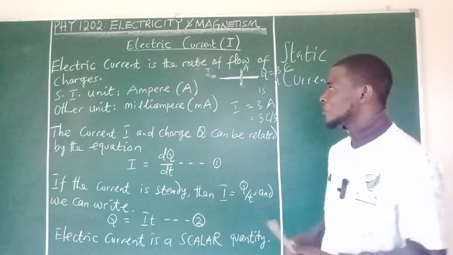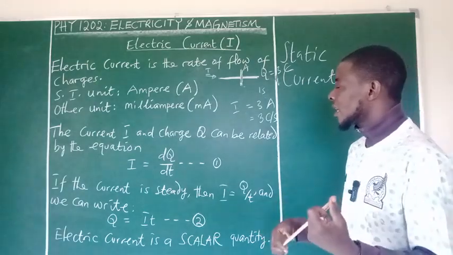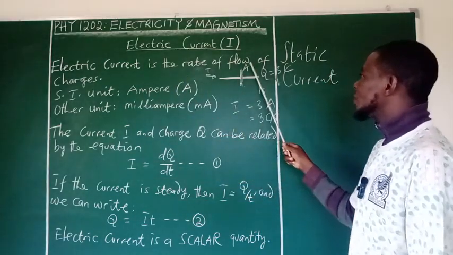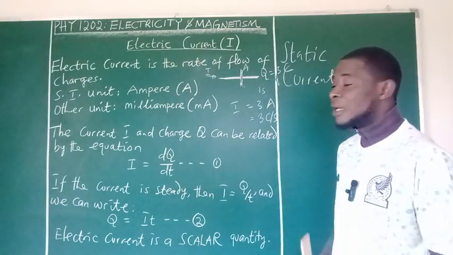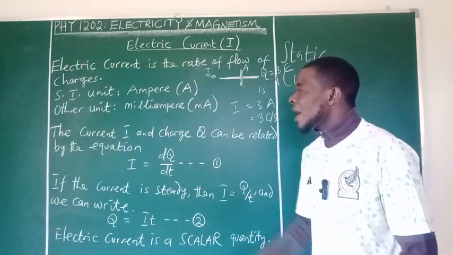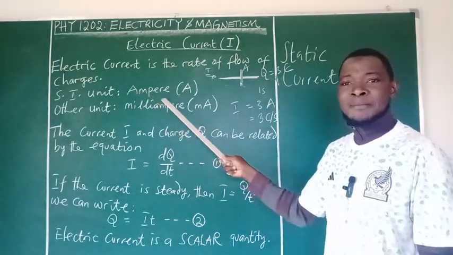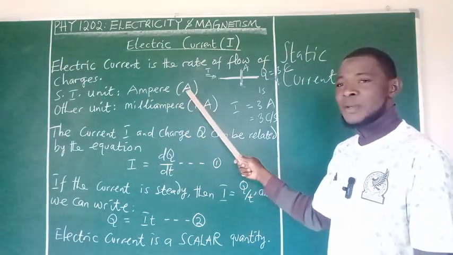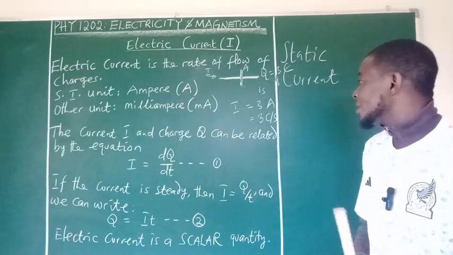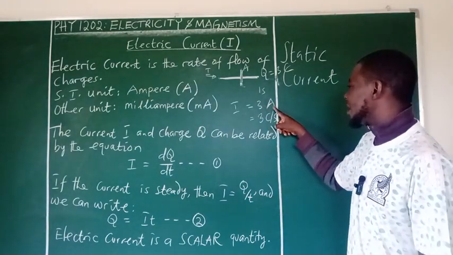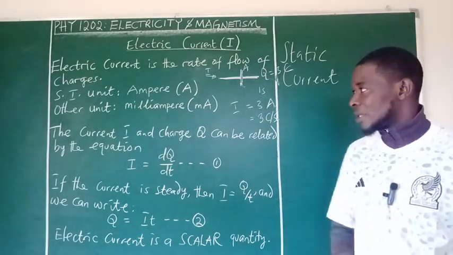The next question, after understanding the meaning of electric current as the rate of flow of charges, is what is the SI unit? How do we express the unit? The SI unit of electric current is the ampere, and the symbol for the ampere is capital A. A in the upper case, not in the lower case. As you can see, 3A here means 3 amperes, and it means 3 coulomb per second.